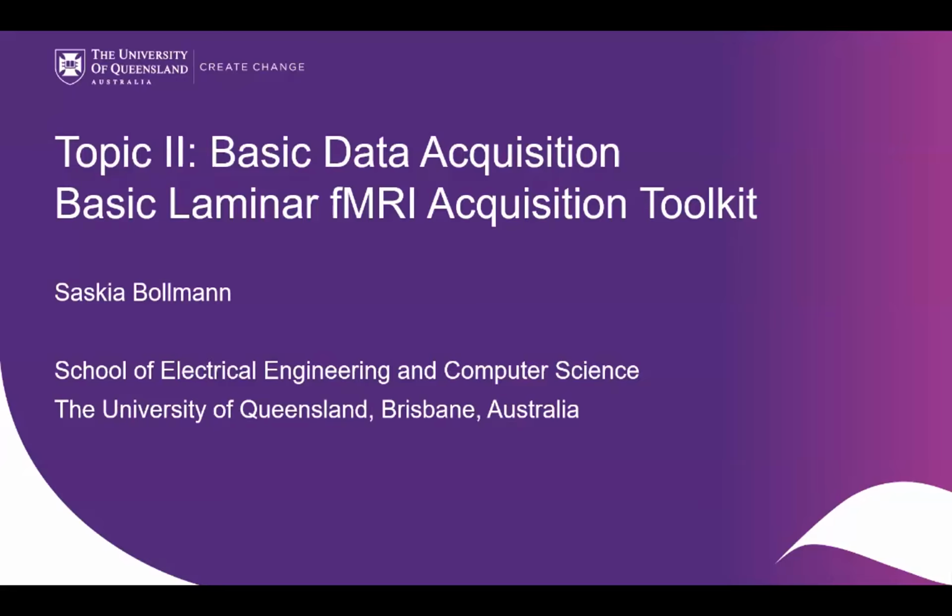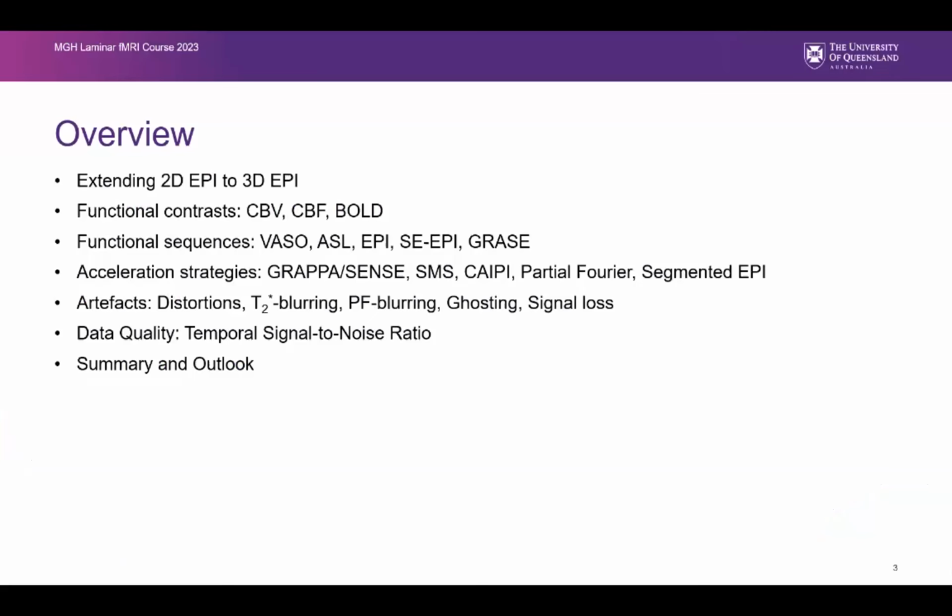So let's start with the first talk. As John said, my name is Saskia Basics. I'm from the University of Queensland in Brisbane, Australia. And we will talk about 2D EPI and extending it to 3D EPI, which is the most commonly used readout scheme in laminar fMRI studies. Then we will talk a little bit about functional contrasts and how they map onto functional sequences. We'll talk about acceleration strategies and artifacts, and a brief summary of data quality and how to assess it. And then we will look at the summary and an outlook.